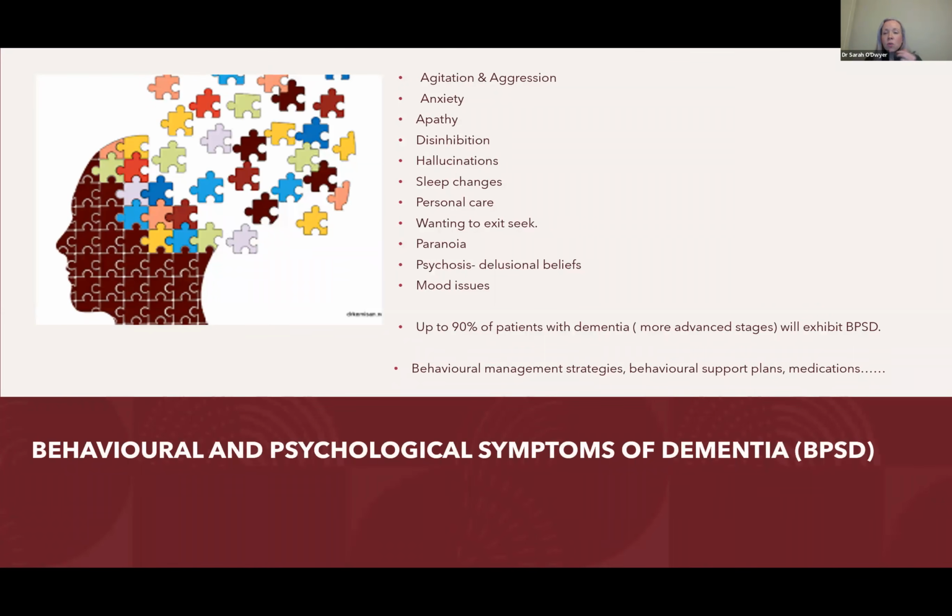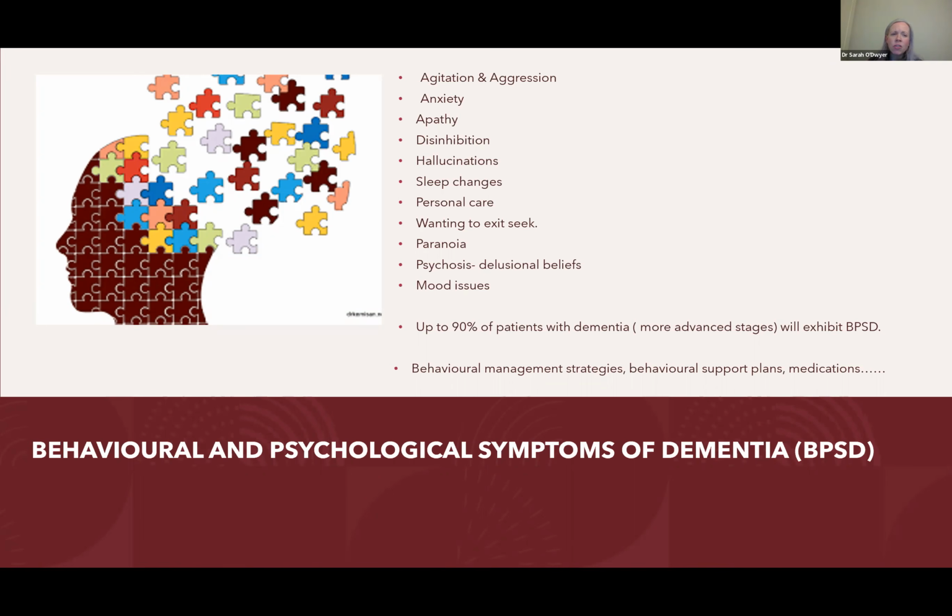Okay, so when someone is given a diagnosis of dementia, often what causes the most distress is actually what's called BPSD, which is the behavioral and psychological symptoms of dementia. And up to 90% of patients who are given a diagnosis of dementia, be that vascular dementia or Alzheimer's dementia or frontotemporal dementia, or even Lewy body dementia, will exhibit what is called BPSD, and it can be very difficult for carers. It can cause significant carer burden and also can be very distressing for individuals themselves.